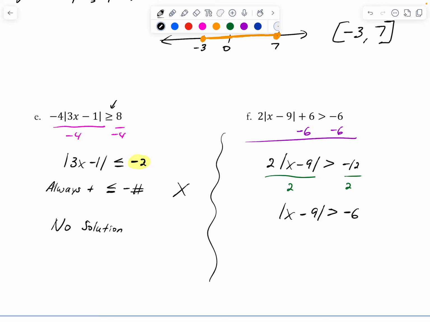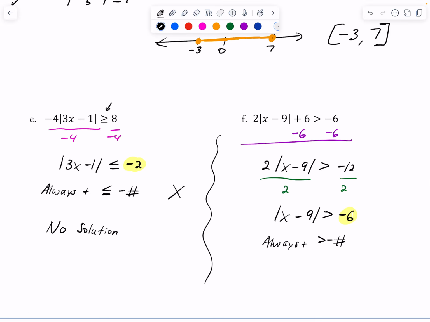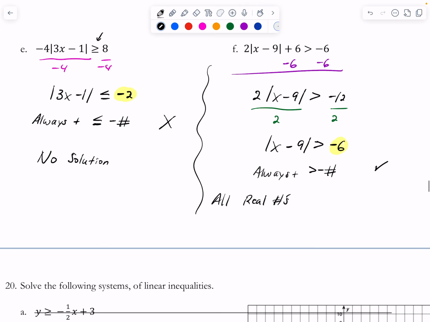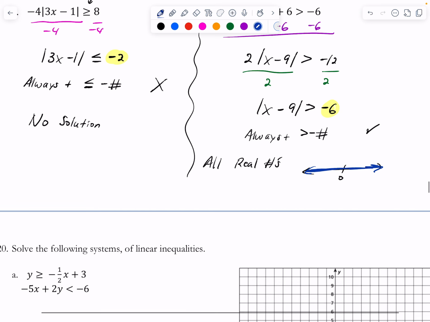But I am stopping because I have an absolute value inequality, and I notice that this again is a negative after I've isolated. So remember, these are always positive numbers, no matter what, compared to a negative number. And positive numbers are always going to be greater than negative numbers. So in this case, no matter what I plug in for x, I'll always get a true statement. So all real numbers would work. If I were to graph it, the whole thing is going to work. So interval notation wise, I'm writing negative infinity to infinity.